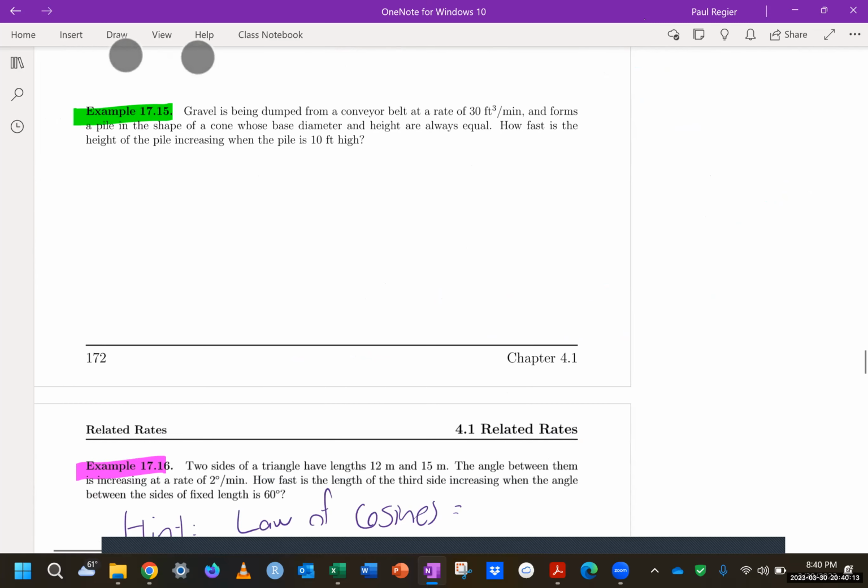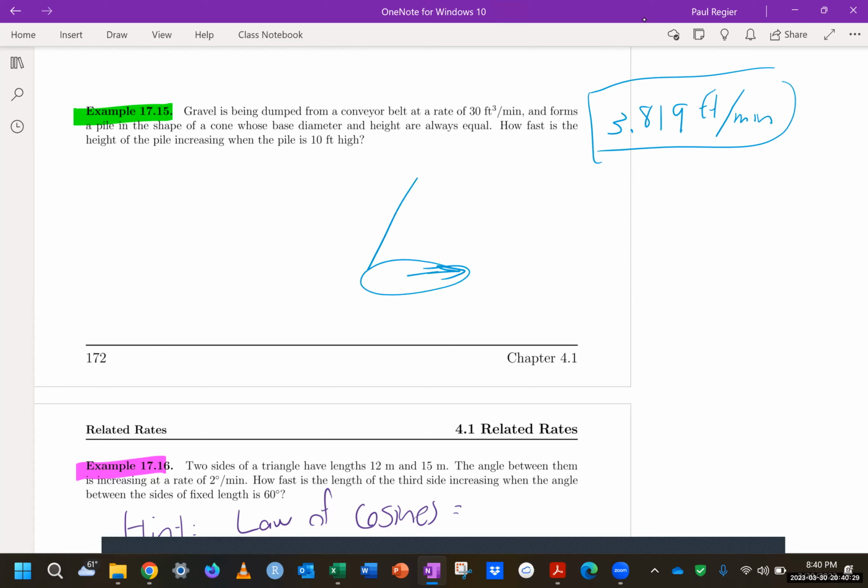And then on problem 15, this is a different situation, so I do want to present this one for you guys. I got 3.81 per minute. This is what I did. Here's my picture. It's a cone with radius r. Here's the height. The height is actually 2r, because we say the pile's diameter is always equal to the height. Oh yeah, so the diameter is also 2r. But I like to use r because the volume equation is 1/3 pi r squared h.